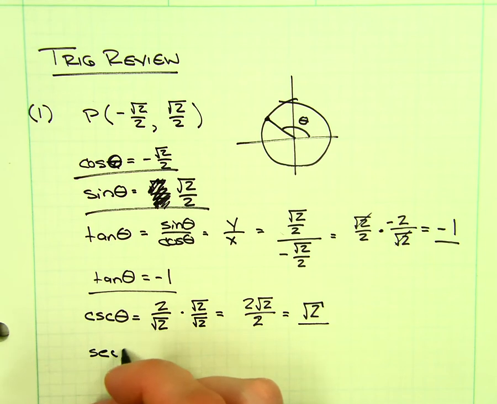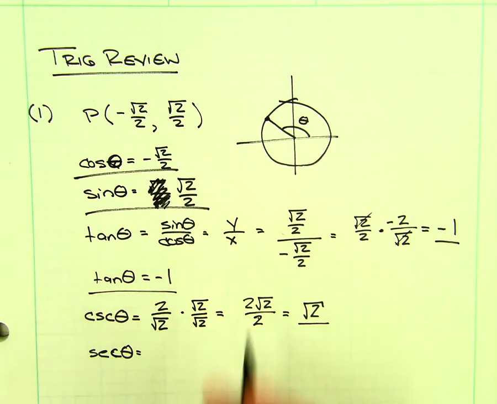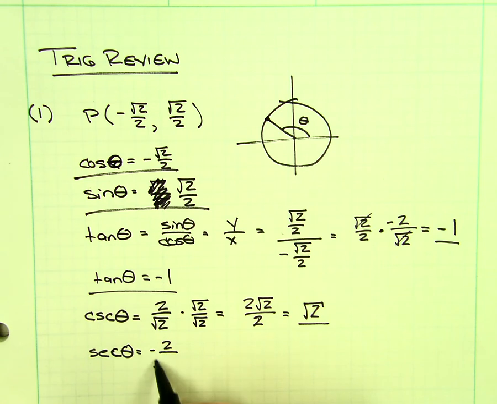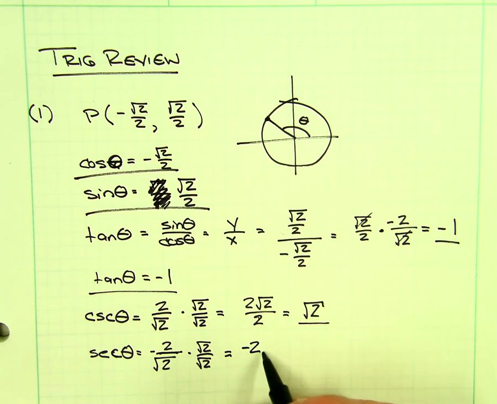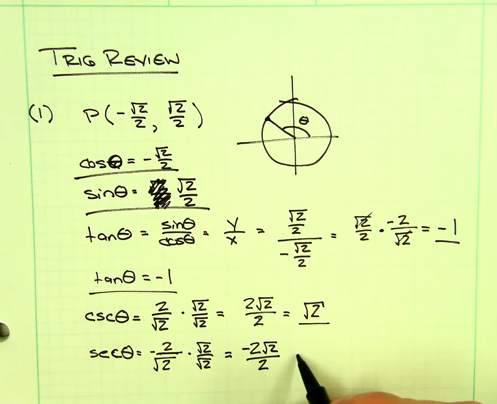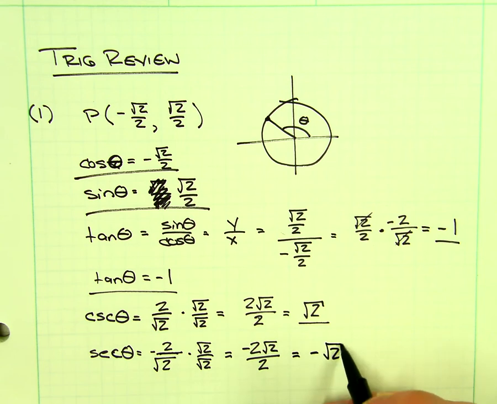Now the secant of theta, I can do a similar thing. This is going to be equal to the reciprocal of the cosine, which is 2 over negative square root of 2. I can do the same thing, multiply by square root of 2 over square root of 2 to get rid of this radical in the denominator, which is what that's called when it's got a square root on the bottom of the fraction. I end up with negative 2 square root of 2, and then root 2 times root 2 is just going to be 2. The 2's cancel, and I just end up with negative root 2.